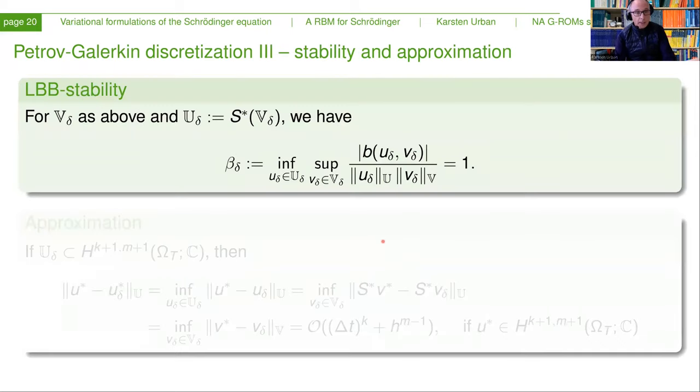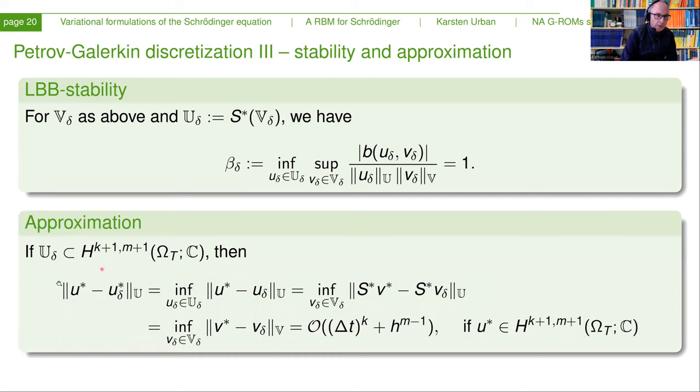the solution. Again, as before, we can prove inf-sup one, because, as I said, the trial functions are just the image of the test functions under the adjoint Schrödinger operator. So that's the same. Now you may ask, if you suggest using those strange trial functions, how is the approximation property? Just look at this one here, without going into all the details. We look at the L2 norm of the error of the exact solution, and you get delta t to the k plus h to the m minus 1, as long as the solution is smooth enough. So we get the standard finite element type approximation results, even though we use seemingly non-standard trial functions.